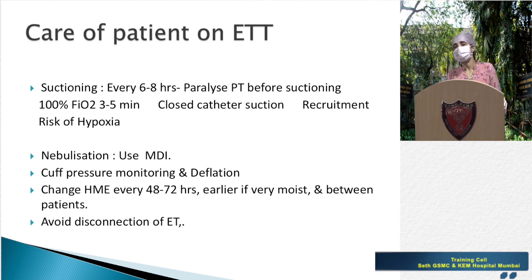Again, suctioning is going to cause a lot of aerosol generation. So you have to take care that proper protection, PPE, is worn. Then, if the patient is paralyzed, see to it you are doing suctioning when the patient is well paralyzed. Give 100% FiO2 before disconnecting the patient from the ventilator. Use closed catheter suctions. And use recruitment maneuvers post suction, otherwise there will be risks of hypoxia.